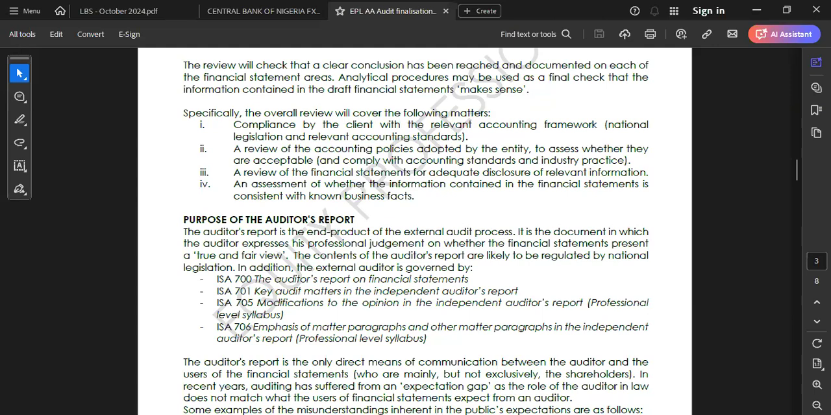These four points are the main things they're expecting. The auditor will check compliance by the client with the relevant accounting framework, whether it's a national or international accounting standard. It will carry out a review of the accounting policies that the entity has adopted, whether they are in line with industry standard. It will also carry out a review of the information in the financial statement, whether it is consistent with the business, and lastly, whether appropriate disclosure has also been made.